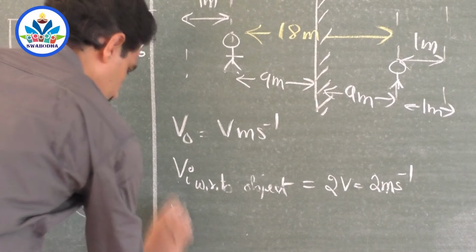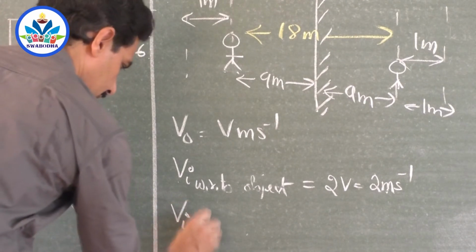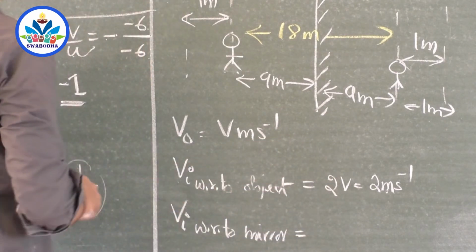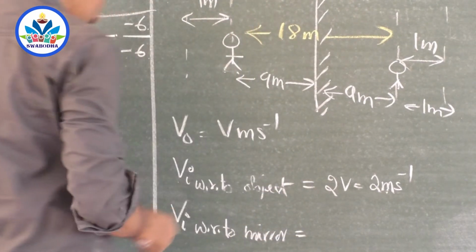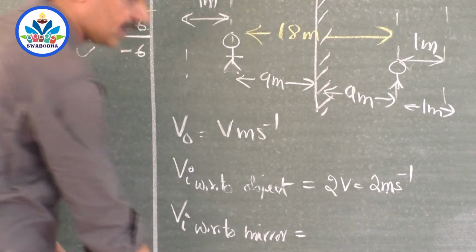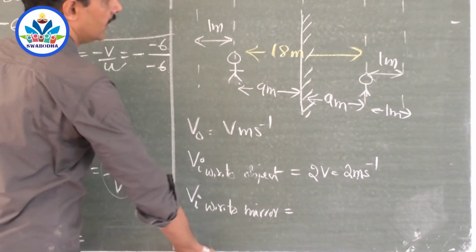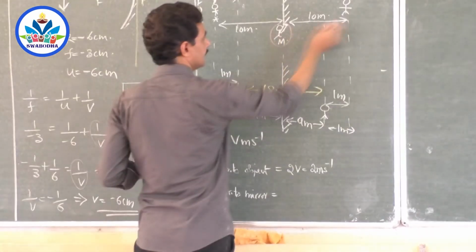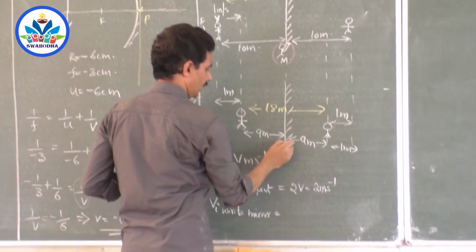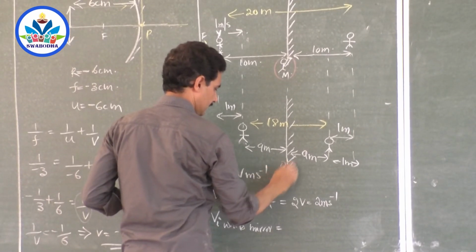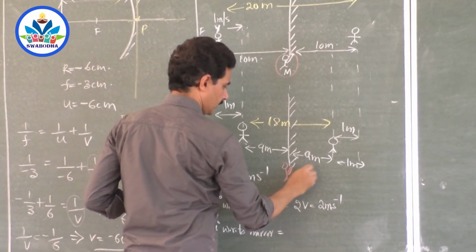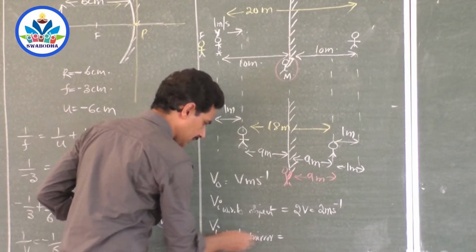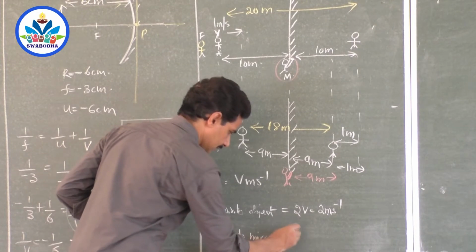Now, what is the velocity of the image with respect to the mirror? If you want to know this, you ask the mirror what changes have occurred in 1 second. Mirror will say, sir, initially the image was at 10 meters. Now the image is at 9 meters. So what is the change? The change is only 1 meter. So the velocity of the image with respect to the mirror is v meters per second.